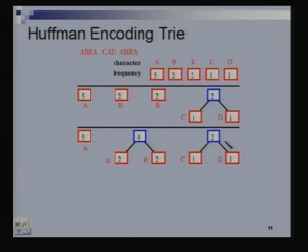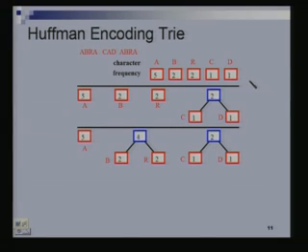ठीक है? कितनी बार मुझे ये काम करना पड़ेगा? How many times will I have to do this process? If I started off with n leaves, how many times will I have to do this process? n by 2?